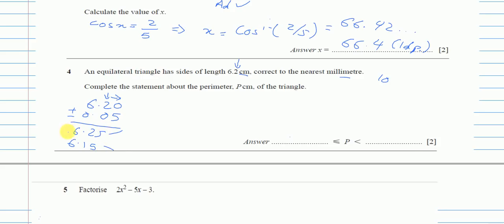So if the triangle had this length, then we had to find the perimeter, which would be 6.25 plus 6.25 plus 6.25. What would be the answer? In other words, 6.25 times 3 would give me 18.75. That would be the highest possible. And what about the lowest? It would be 6.15 times 3, and it will be 18.45.